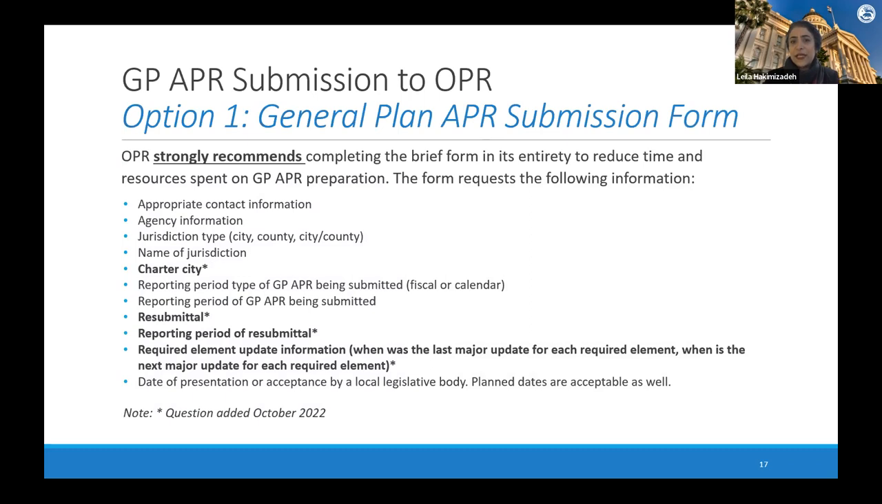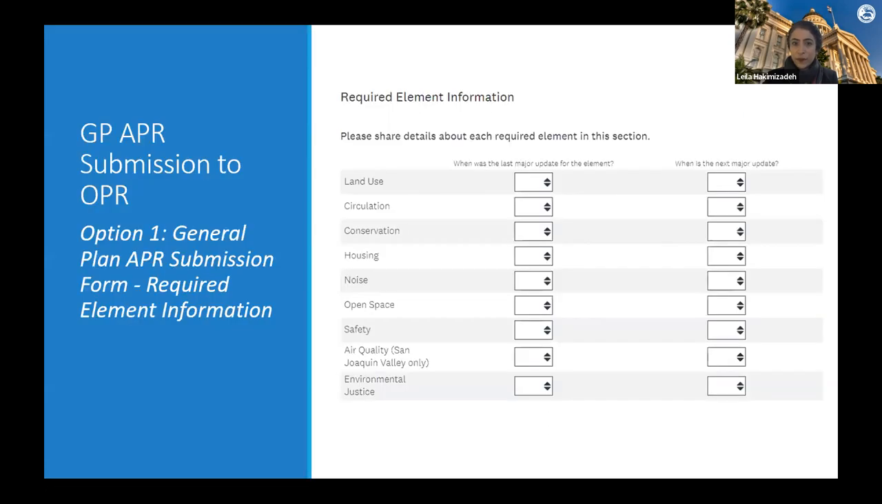This year, for administrative purposes, we have added a few questions to the general plan APR submission form. Is the submission on behalf of a jurisdiction that is a charter city? Is it a resubmittal? What is the reporting period for the resubmittals? When was the last major update for each required element? And when is the next major update for each required element? So these were the changes that were added since last year.